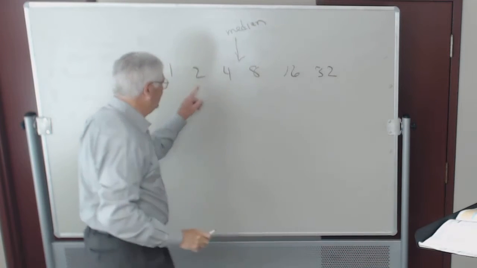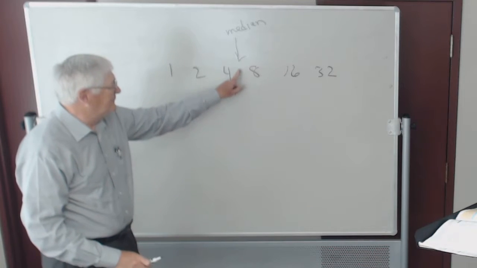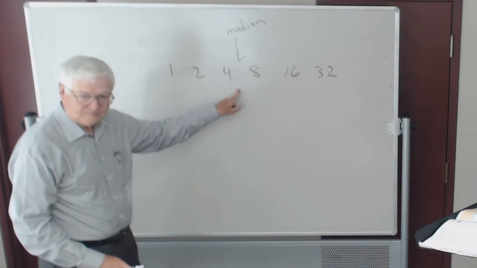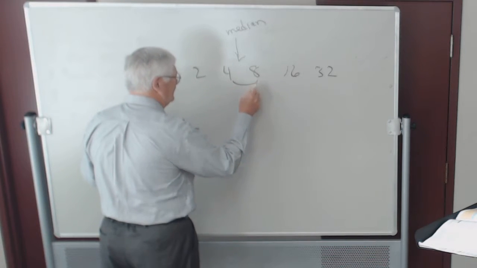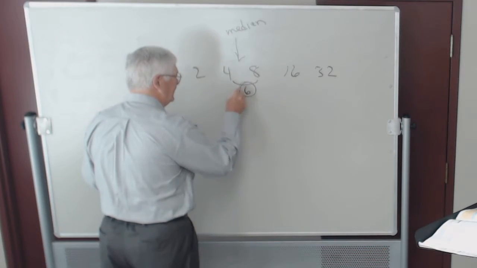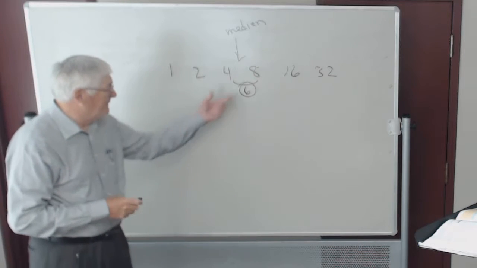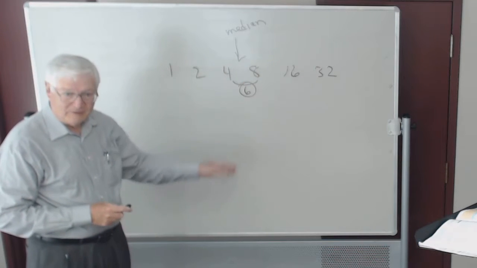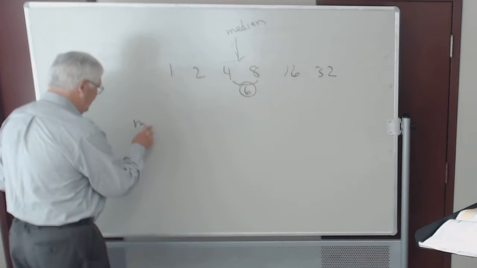See that? When there's 1, 2, 3, 4, 5, 6 scores, when there's an even number, the median is right between these two. So what would the median be? What's 4 plus 8? 12. Divide by 2? 6. So the median is 6. See how you average those two to find the median right in the middle, because you want it right in the middle of them. So what's the mean?